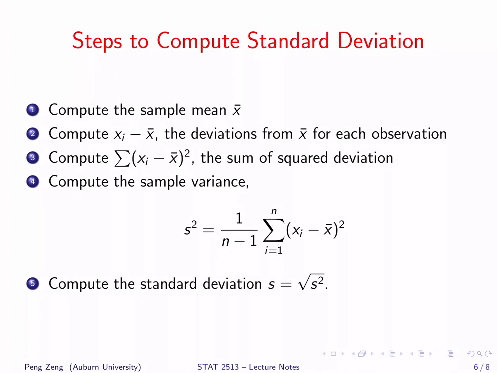This slide lists more detailed steps to calculate variance and standard deviation. Step 1. Calculate the sample mean x bar. Step 2. Compute the deviation of xi from x bar for each observation. Step 3. Calculate the sum of squared deviations. Step 4. Compute the sample variance by dividing the sum of squared deviations by n-1. Step 5. Compute the standard deviation by taking the square root.